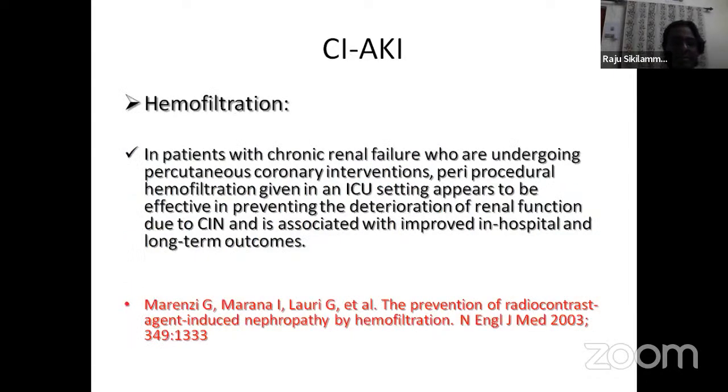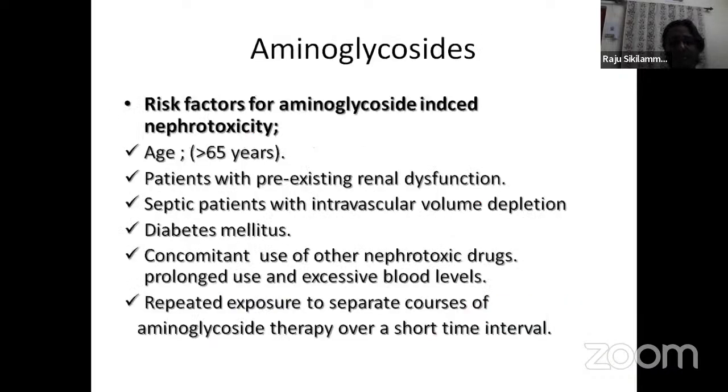And hemofiltration. Marenzi et al., in the NEJM, studied prevention of contrast-agent-induced nephropathy by hemofiltration. In patients with chronic renal insufficiency who undergo percutaneous coronary intervention, peri-procedural hemofiltration given in the ICU setting appears to be effective in preventing deterioration of renal function due to contrast nephropathy, associated with improved hospital and long-term outcomes. They concluded that hemofiltration improves renal function, and if done peri-procedurally, improves hospital stay and long-term outcomes.